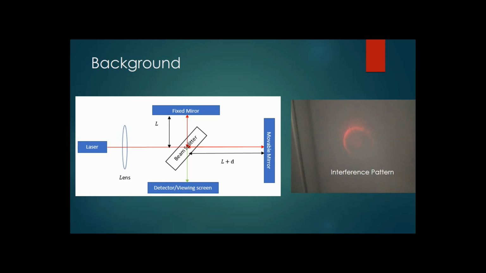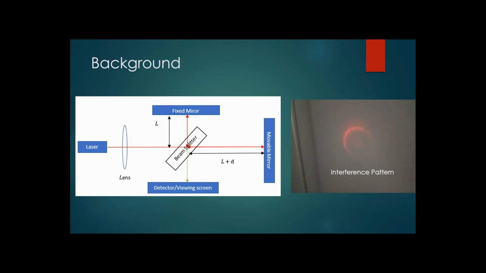The apparatus is summarized below. A helium neon laser light with a wavelength of 633 nanometers is shot through a beam splitter. The beam splitter transmits half of the light to the movable mirror on the right, and reflects half to the fixed mirror above. The light reflects off of these 2 mirrors, and half of each of these beams is then combined onto the viewing screen below.